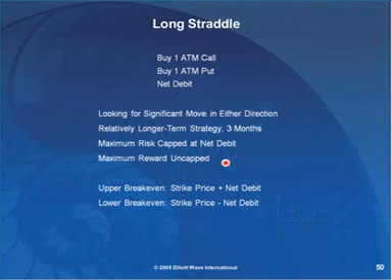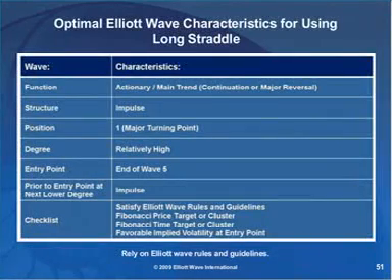Your maximum reward is uncapped, and you have 2 break-evens because you're positioned for either move up or down. You have a break-even up and a break-even down, which is the strike price, they're both at the same strike, plus the net debit or minus the net debit if you're going to the downside. From an Elliott wave characteristics perspective, we're talking about the main trend, either continuation or major reversal potential, impulse wave, major turning point. Maybe you're going to turn down into wave 1 or continue up in wave 5. High degree, you're going to enter at what you think might be the end of wave 5.